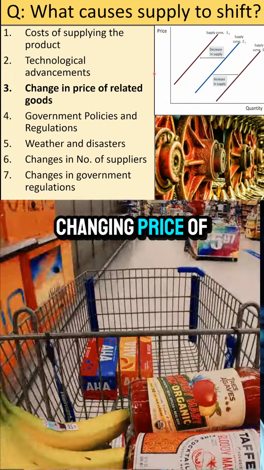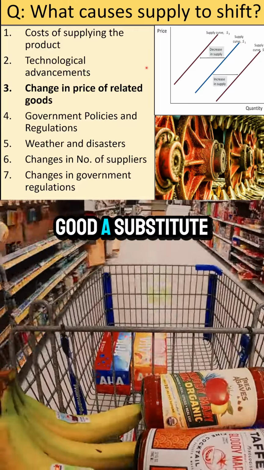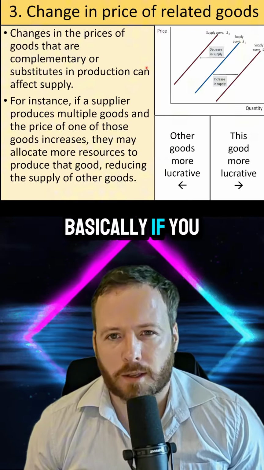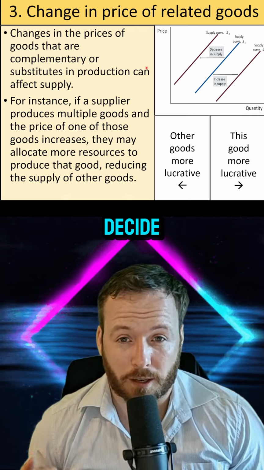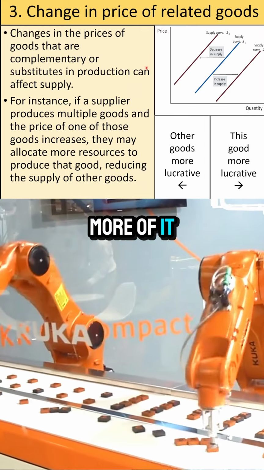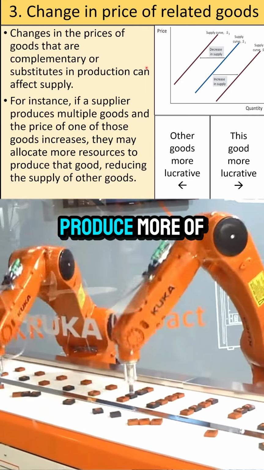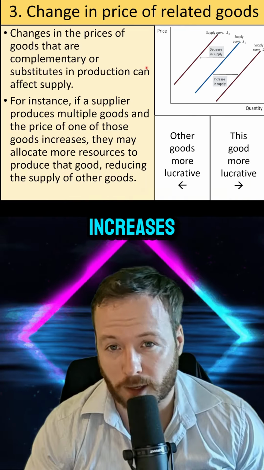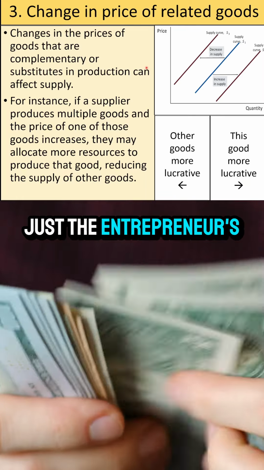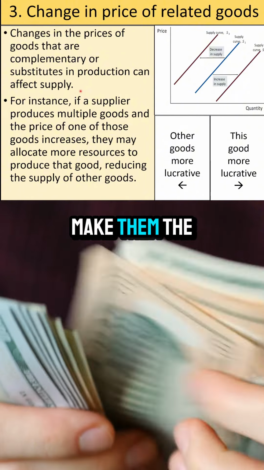Next, changing price of related goods. What's a related good? A substitute. This is just basically, if you own a factory, you might actually decide, oh, we like this product more, we're going to produce more of it. Or we like this product less and we're going to produce more of this one. This will determine if your supply increases or decreases. It's just the entrepreneur's decision, basically. Which product's going to make them the most money?